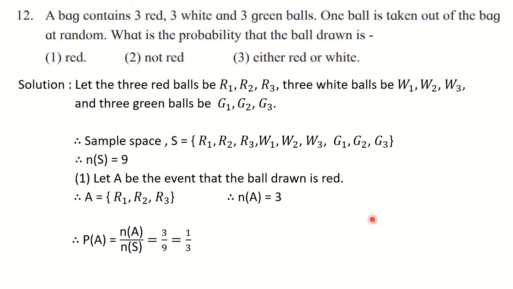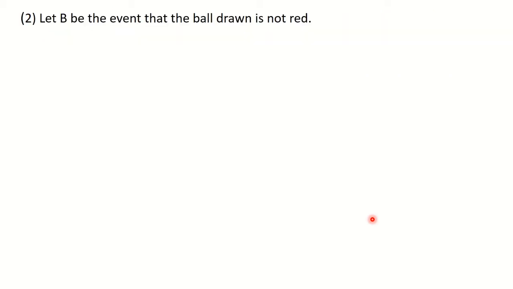I hope you must have completed it. Let us go towards the second event: let B be the event that the ball drawn is not red. Not red means what? It is either green or white. That means you will write all the sample points, leaving the 3 red ones. R1, R2, R3 you are not going to write. So set B you will write as W1, W2, W3, G1, G2, G3, in curly brackets. The number of sample points in event B is 6. n of B is equal to 6.